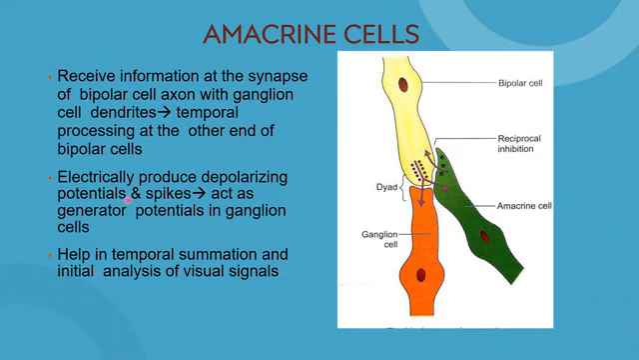Electrically produce depolarizing potentials and spikes which act as generator potentials in the ganglion cells. So these amacrine cells help in producing the depolarizing potentials and spikes which act as generator potentials in the ganglion cells, help in temporal summation and initial analysis of visual signals. So these amacrine cells help in temporal summation of the signals and also initial analysis of the visual.